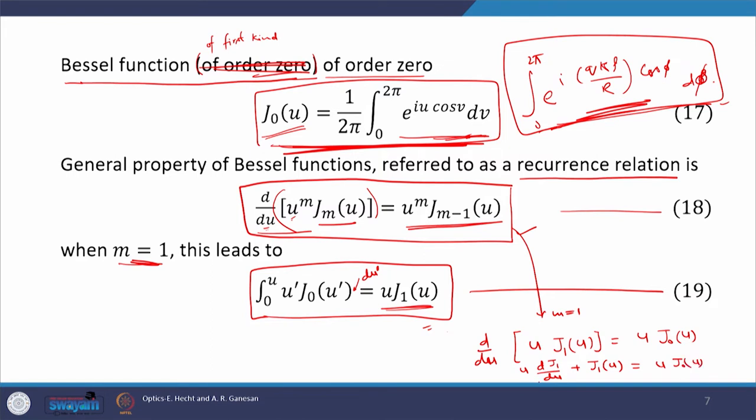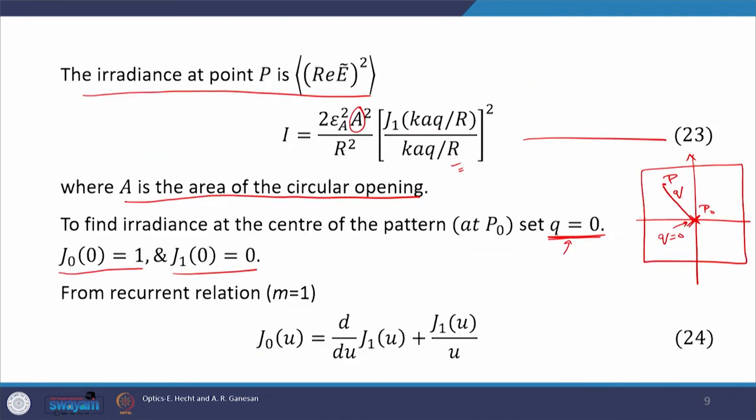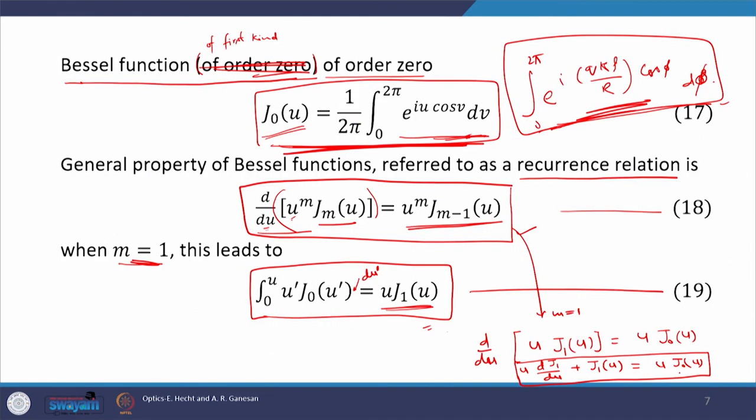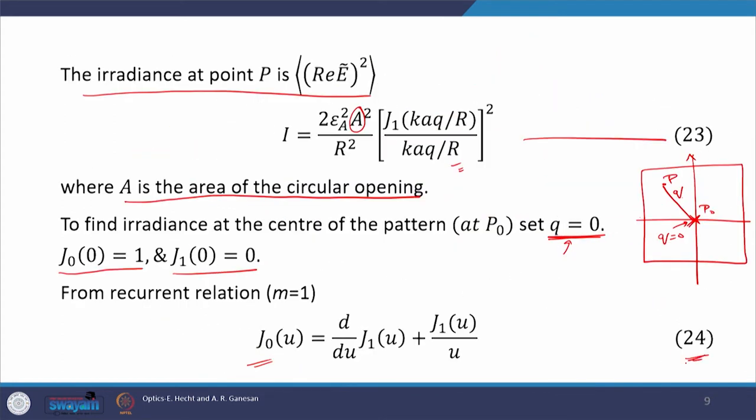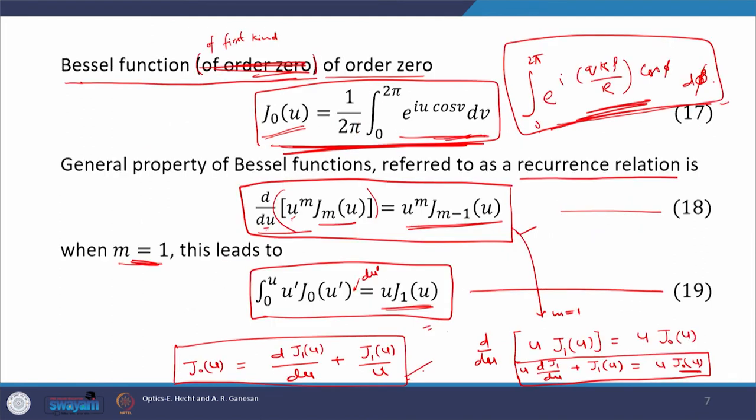Now this is the expression which we got from the recurrence relation. With this recurrence relation we can calculate J0(u), which is given here. J0(u) would be given by J0(u) equal to dJ1(u) upon du plus J1(u) upon u. This is what we get, and this is exactly what is written in that slide. This is your equation number 24 in the slide ahead.